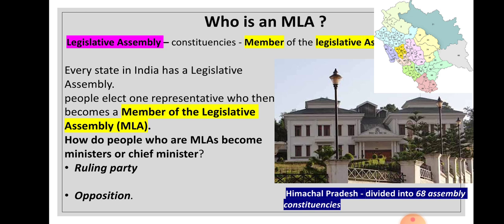How do people who are MLAs become ministers or chief minister? A political party whose MLAs have won more than half the number of constituencies in a state can be said to be in a majority. The political party that has the majority is called the ruling party, and all other members are called the opposition. For example, the Legislative Assembly of the state of Himachal Pradesh has 68 MLA constituencies.